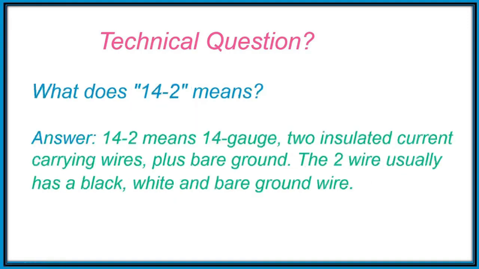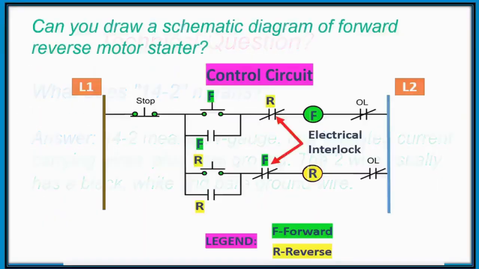What does 14-2 mean? Sample answer. 14-2 means 14 gauge, 2 insulated current carrying wires, plus a bare ground. The two wires usually are a black, a white, and a bare ground wire.